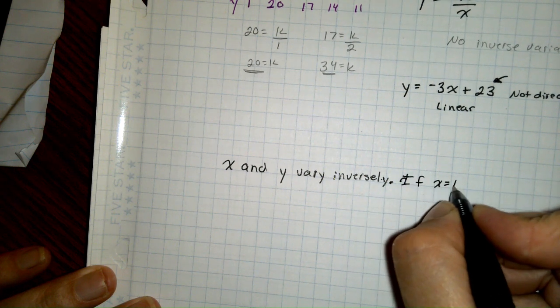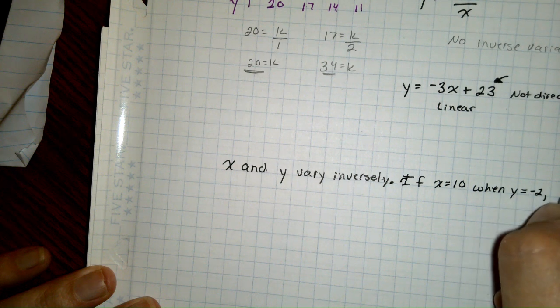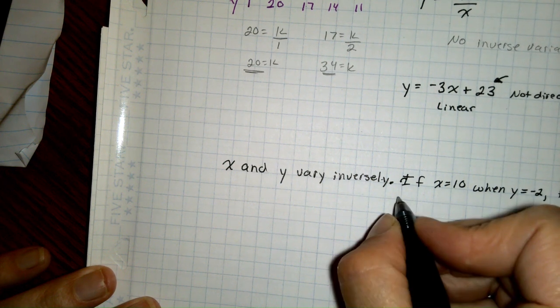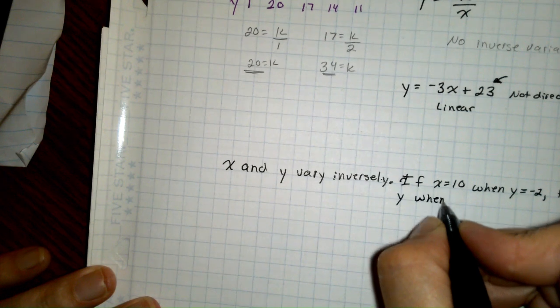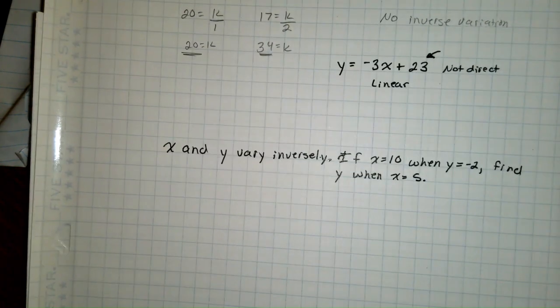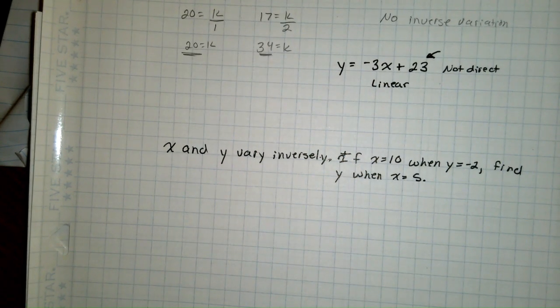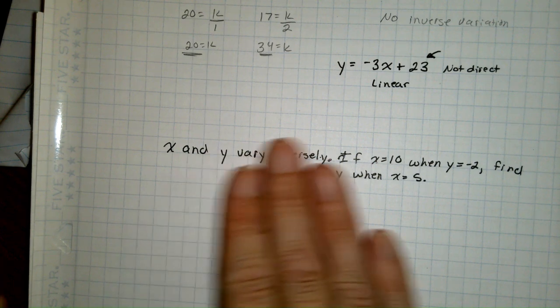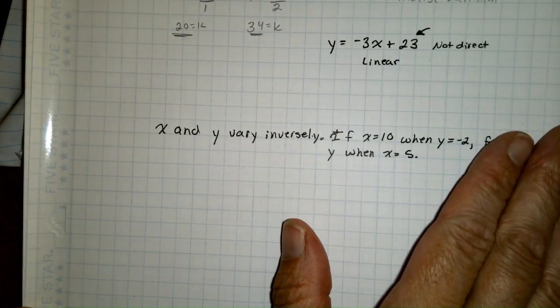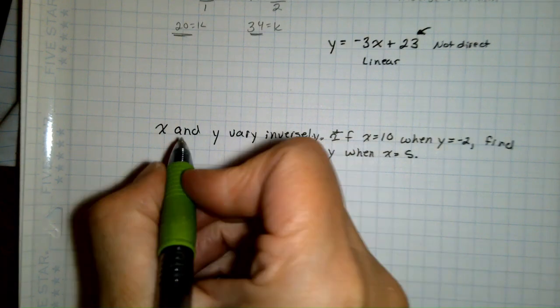If x equals 10, when y equals negative 2, find y when x equals 5. Okay, I find students just read this all way too quickly, and they just try to get to the end, and it just doesn't work so hot. So what we need to do is read this in pieces.